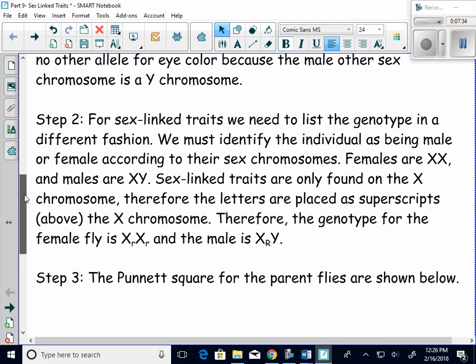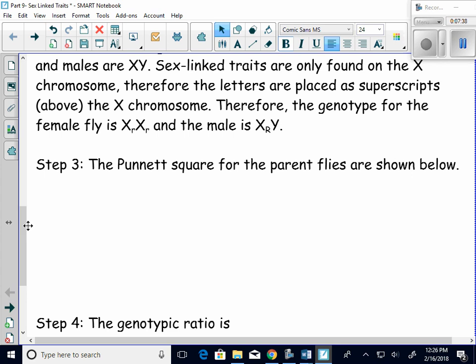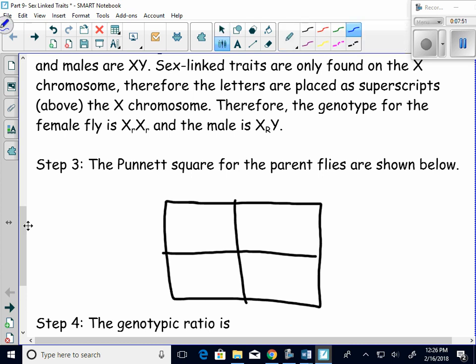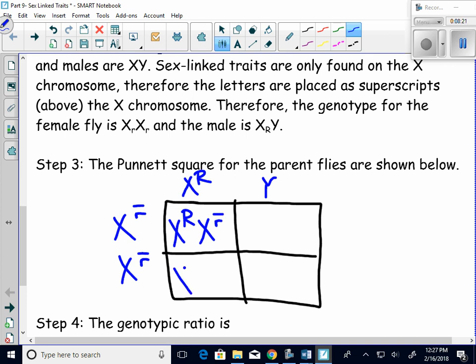Now step 3 says for a Punnett square. So I'm just going to set this up. I'm going to draw in my Punnett square. We're only dealing with one trait, so I'm only going to use a 4 box here. I'm going to put the father up on top, X capital R Y. I'm going to put the mother on the side, and then I'm going to work the square. So I have X capital R, X lowercase r, X capital R, X lowercase r, X lowercase r, Y, X lowercase r, Y.